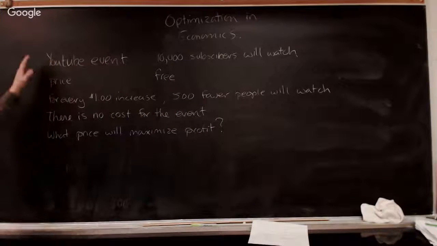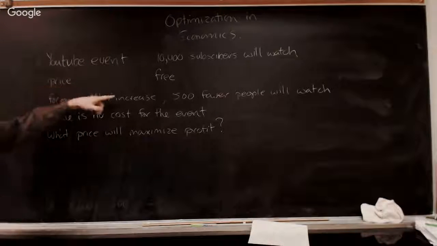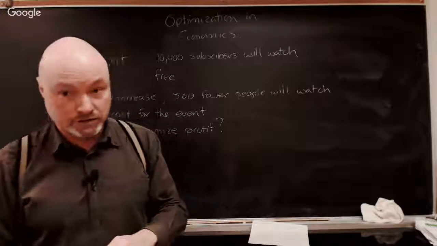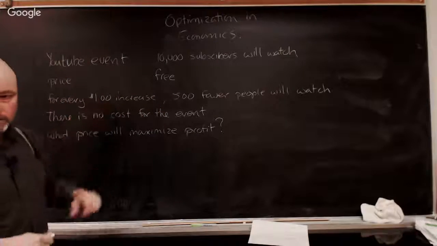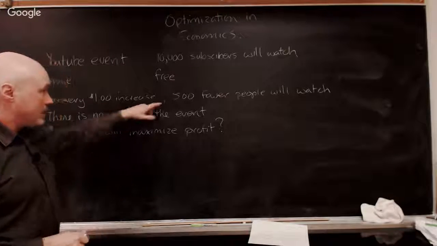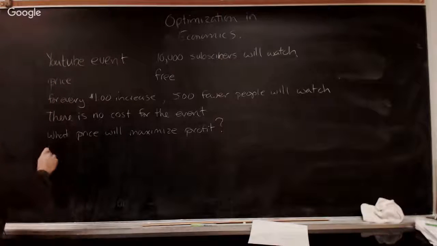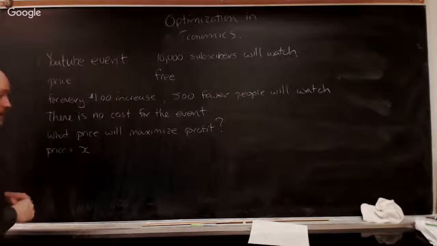Okay, so a YouTube event, 10,000 people are going to watch. Of course, it's free, obviously, but let's say I'm changing my revenue model. Let's say I'm going to start to charge. I know that if I increase my price by $1, 500 fewer people will watch. So basically, my price, I'm going to say, is equal to x.